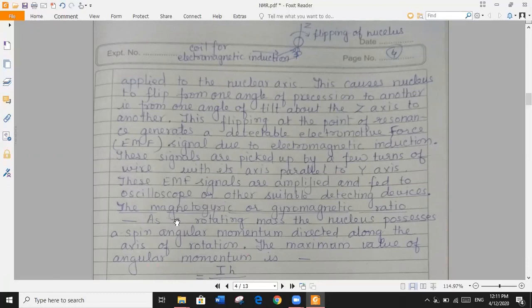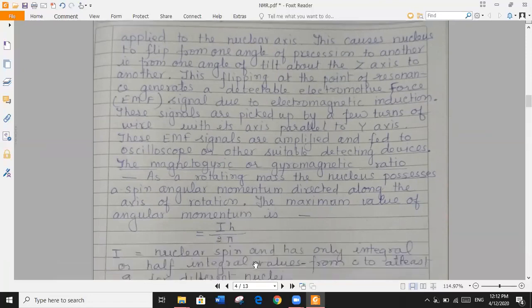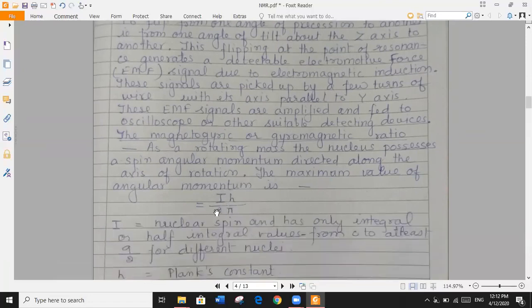The magnetogyric or gyromagnetic ratio is a term which is applied to this system. So what is that? As a rotating mass, the nucleus possesses a spin angular momentum directed along the axis of rotation. The maximum value of angular momentum is equal to Ih divided by 2 pi.